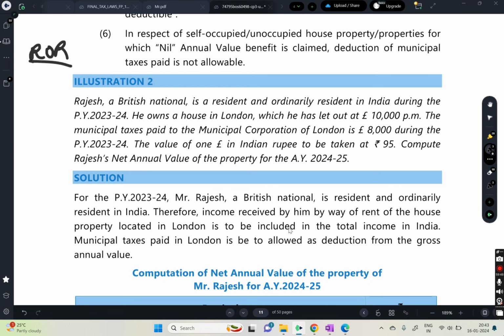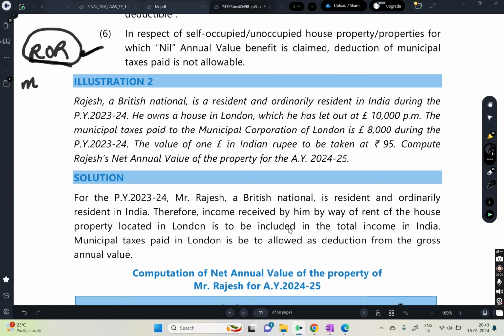But if you are ROR, remember, for ROR, global income is taxable. So even if you are earning income from a property which is located outside India, it is still taxable in India if you are ROR. If you are non-resident or resident but not ordinarily resident, we don't tax it.